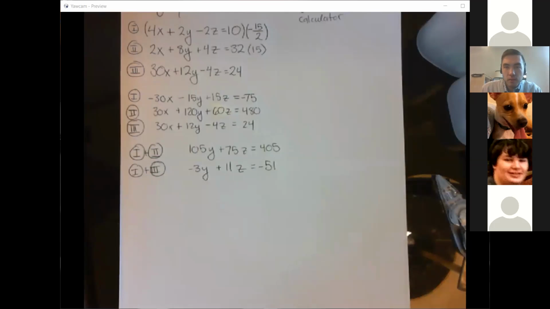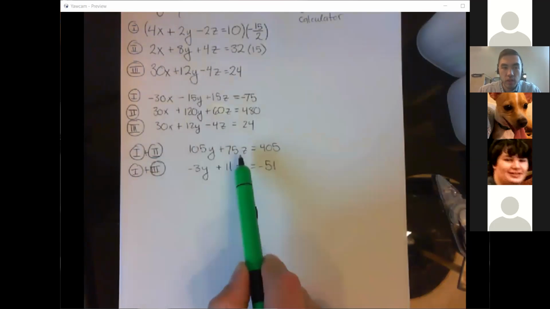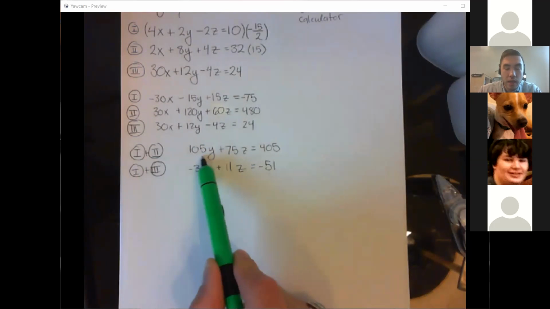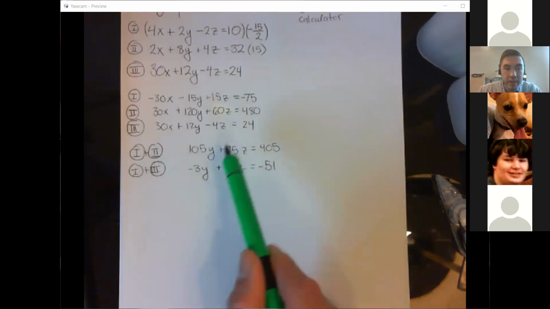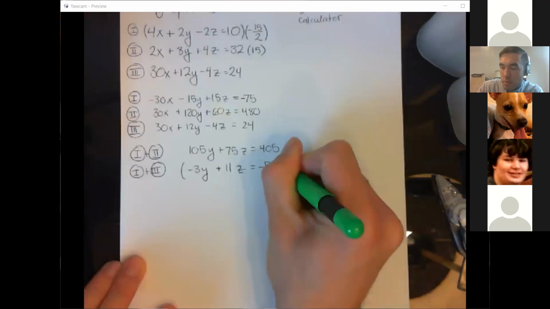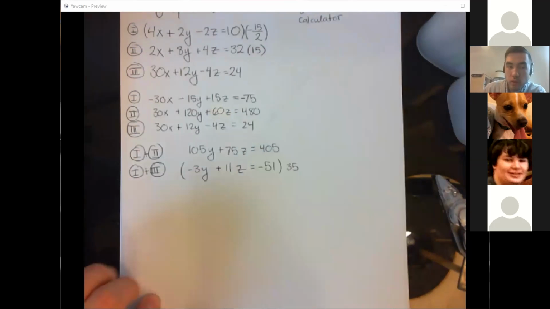Now what can I eliminate? The z's or the y? I would say the y's are a little bit cooler to eliminate right now, mostly because there's no obvious common factor between 75 and 11. But if you look at these digits, 1 plus 0 plus 5 is 6, which indicates that this number right here has a factor of 3. And that factor happens to be 35. So I'm going to take equation 2, and I'm going to multiply everything in equation 2 by 35.